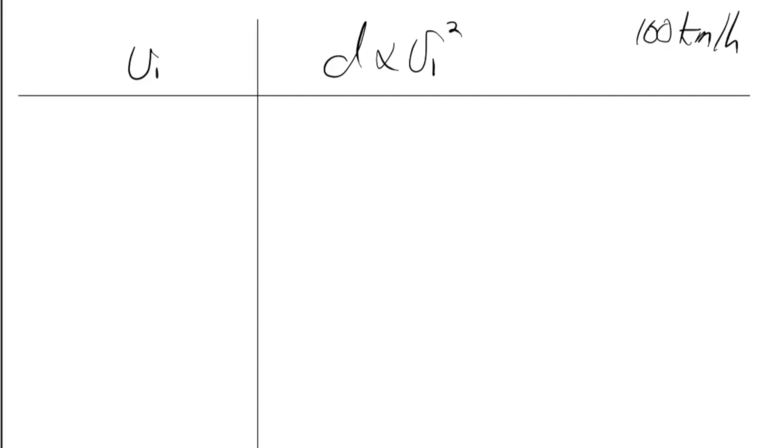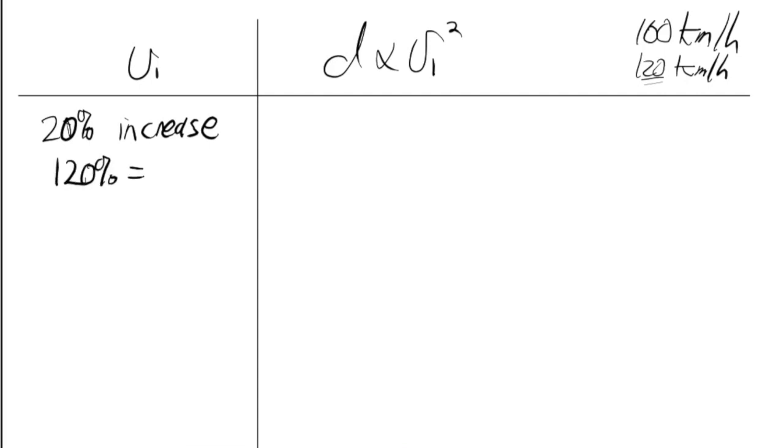So most people drive at 120. At 120, that's a 20% increase. So what happens if we have a 20% increase? Well, that looks like this. That would be 120%, which is equal to 1.2.